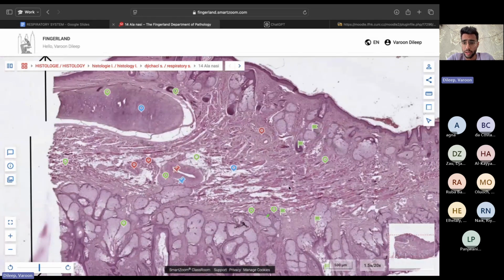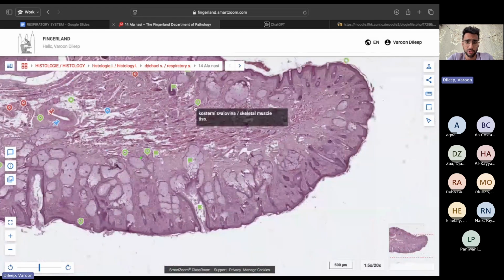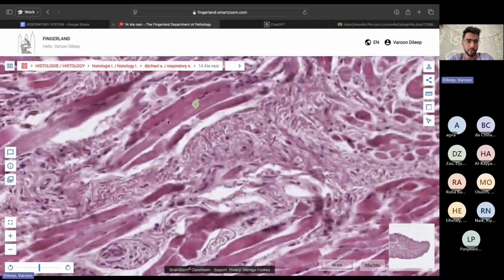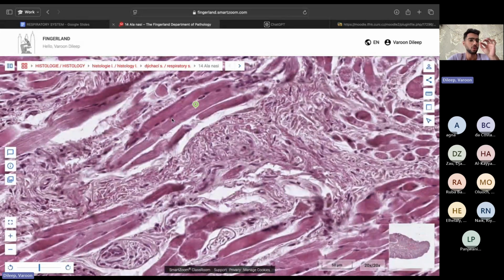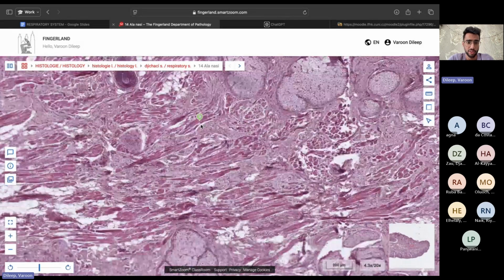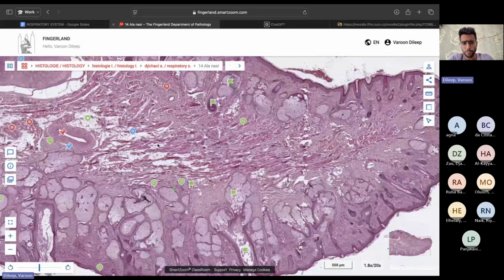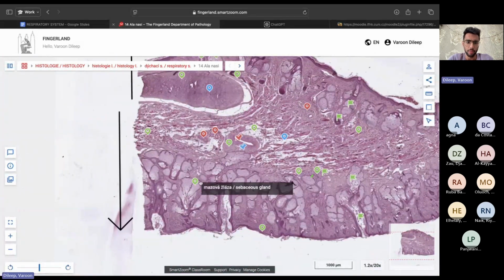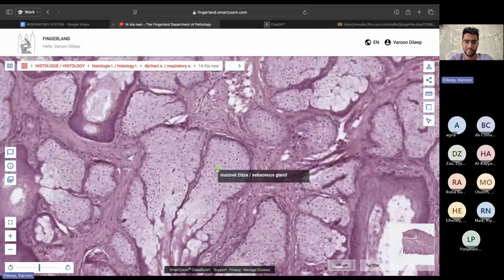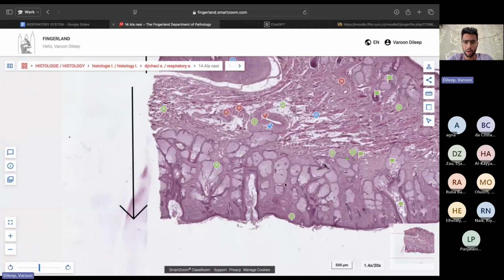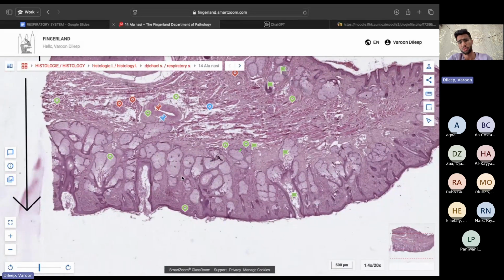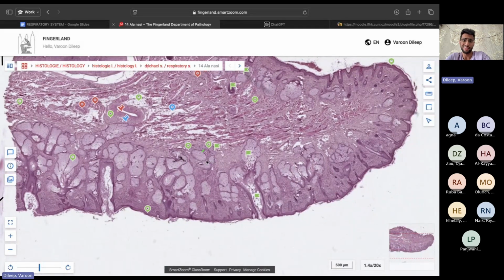Another thing would be the core of skeletal muscle. Here you can see it is skeletal muscle because it has flattened nuclei which are present at the base. So this whole region is the skeletal muscle. And when you look at this area, these are all sebaceous glands, and you can see they're present in a huge number. So you know this is the nasal ala.